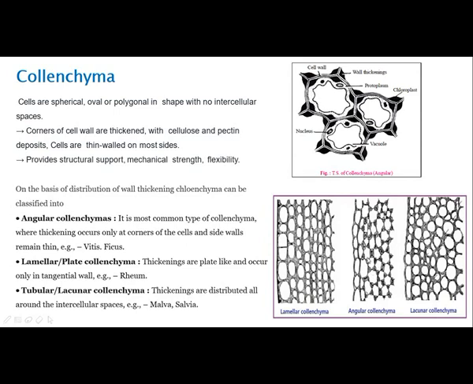But in case of lamellar collenchyma, the depositions are along the tangential walls. The plate-like depositions are found in the tangential walls. Whereas in case of tubular collenchyma, the depositions are all around the cells. So these are the three different types of collenchyma on the basis of cell wall thickening.